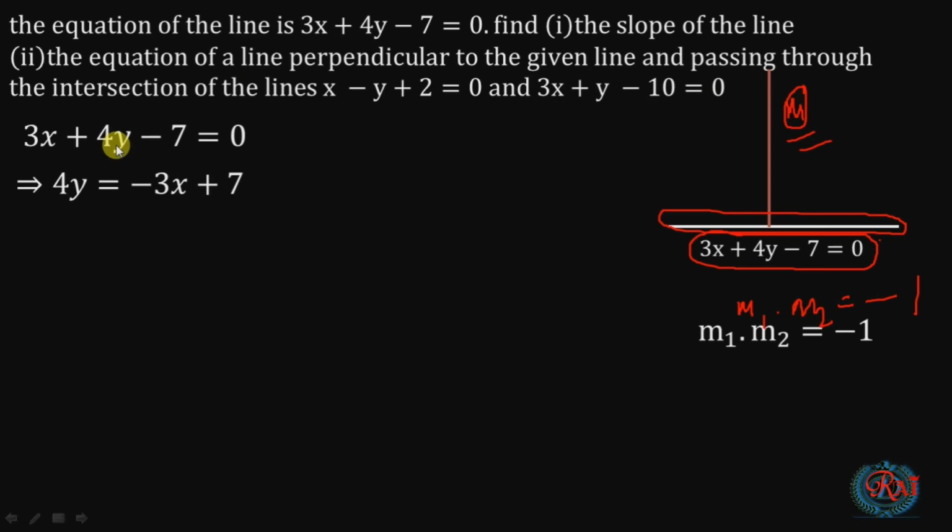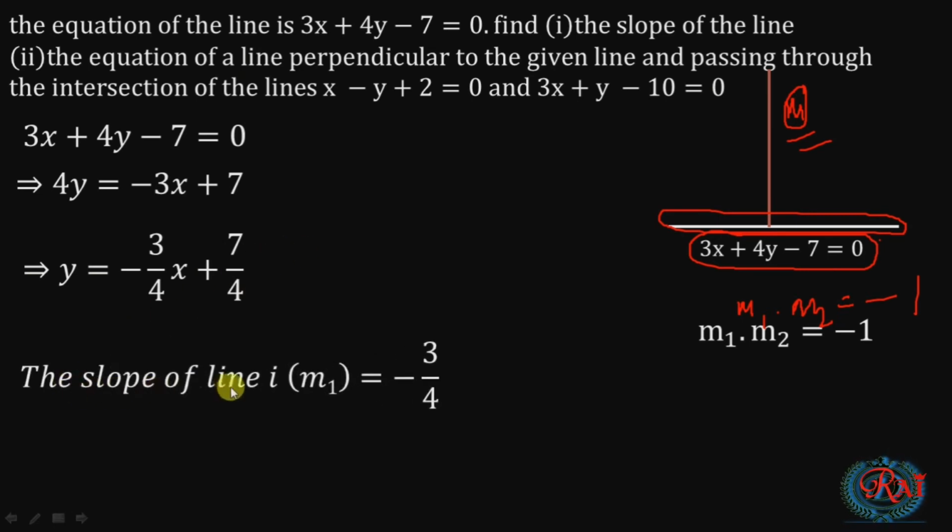So 4y equals minus 3x plus 7, y equals minus 3 by 4 x plus 7 by 4. Therefore, the slope of line 1, which is represented by m1, equals minus 3 by 4. So this is the answer for the first part, the slope of a line. The slope of line 1 is minus 3 by 4.